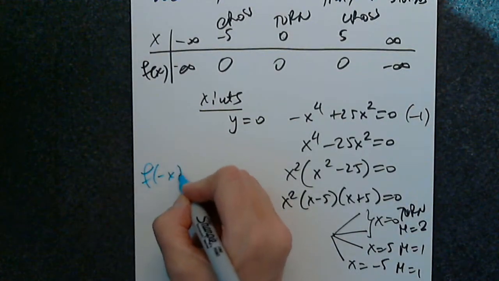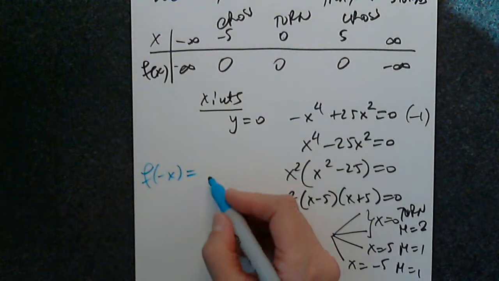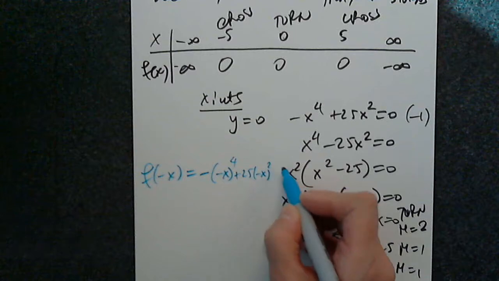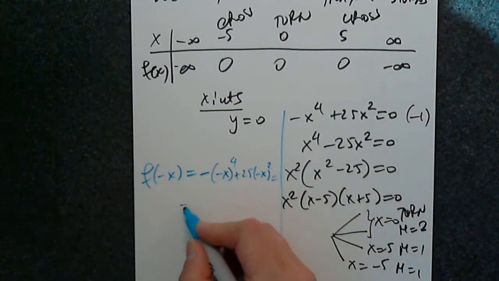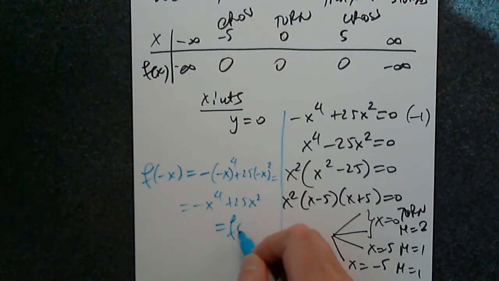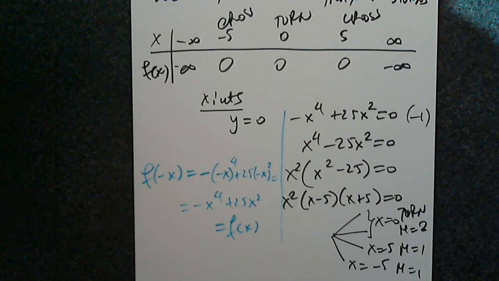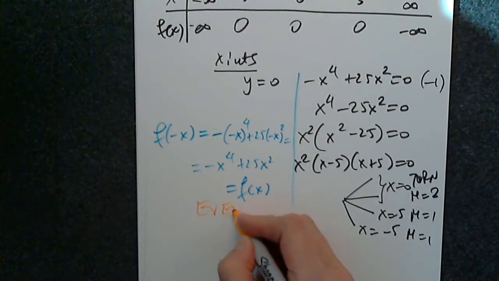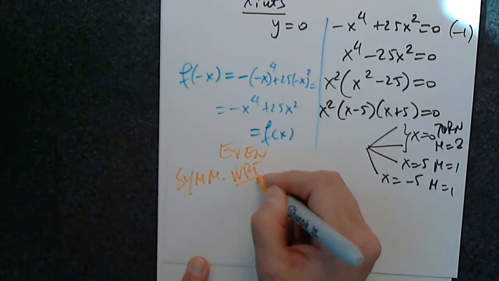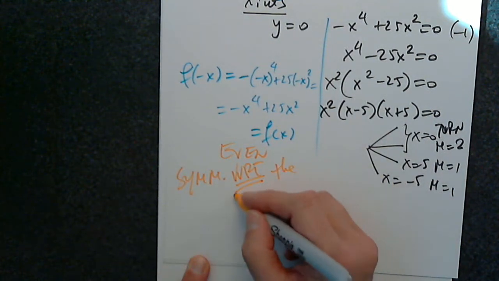So what is f of negative x? It's negative x to the 4th plus 25 negative x squared. So this is negative x to the 4th plus 25x squared. It's the same and identical with the function. What does that mean? When f of negative x is identical with the function, it is even, symmetric with respect to the y-axis. Very good. So even, symmetric with respect to the y-axis.